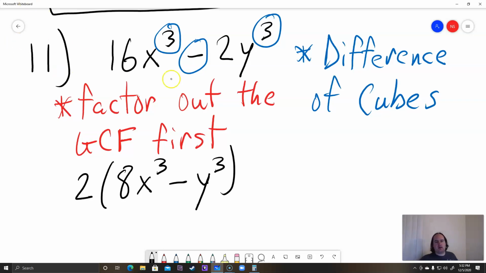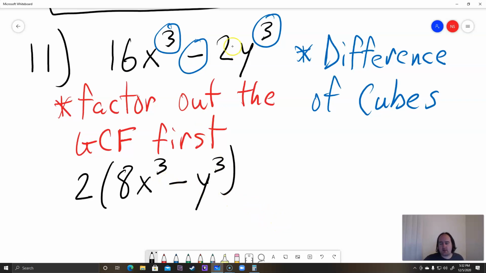Okay, so all I did there was factor out the GCF, which is 2, and I was left with, well, 2 times 8 is 16, so we're left with an 8x cubed there. And then we have a negative y cubed here, because 2 times negative y cubed gives you negative 2y cubed. So the trick here was to factor out the GCF first, and now we can actually use the difference of cubes, because you always have to factor out the GCF before you do anything else.